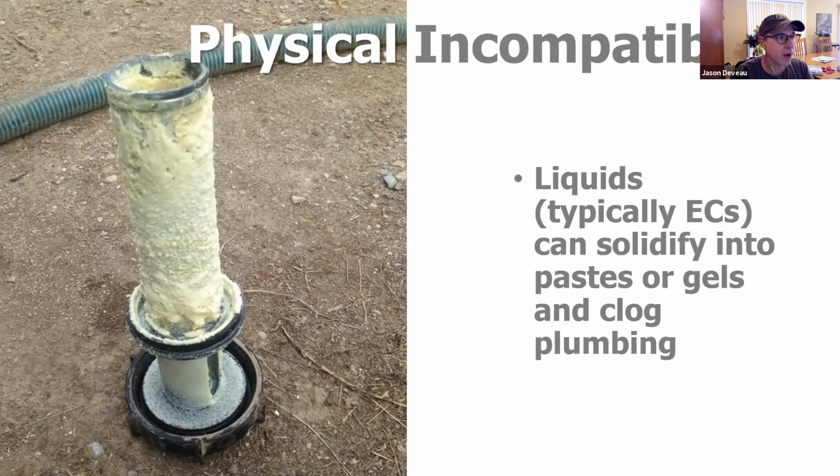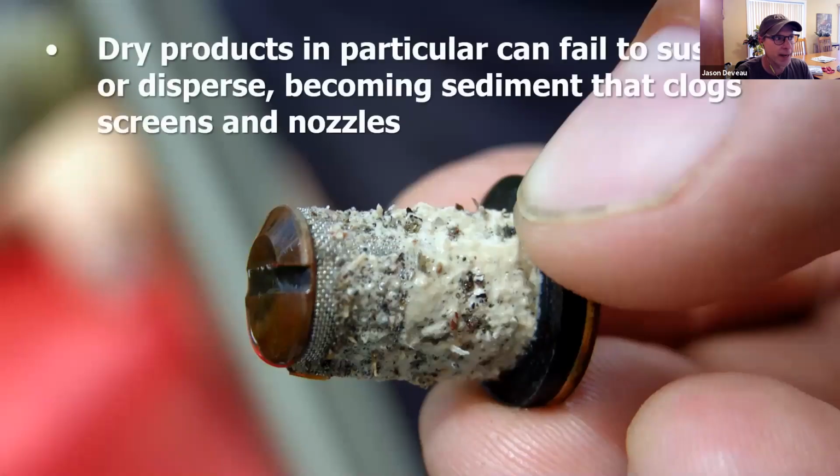The emulsifiable concentrates, I think this was partially an agitation issue, but they completely solidified into this gloop. And when that happens, every filter on your sprayer, every nozzle can just get coated and clogged with this stuff. And it's just a nightmare getting it all back out. Dry products are the ones that have the most renown for trouble in air blast sprayers.